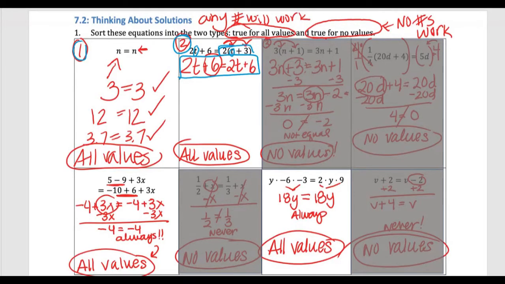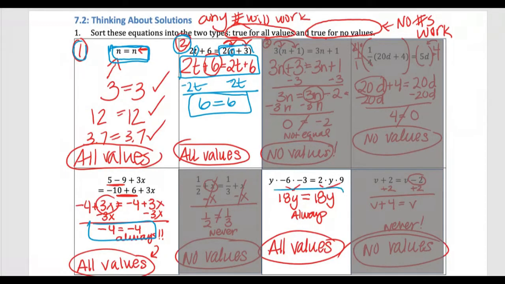Let's go back to this other slide and see what happened when we got all values. We ended up with a number equaling itself. On number 2, if I go back to what my options were here, I think your notes ended up looking something like this. We have a number equaling itself. 18y equals 18y. Variable equals itself. So if you end up with the left side and the right side being exactly the same, it's all values.